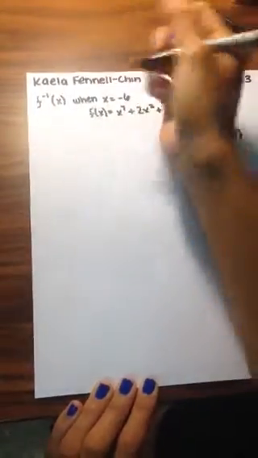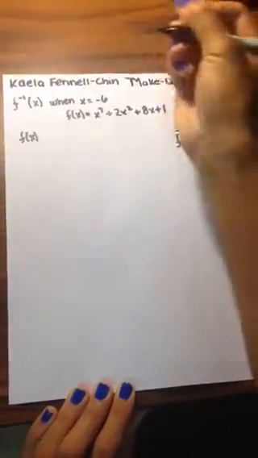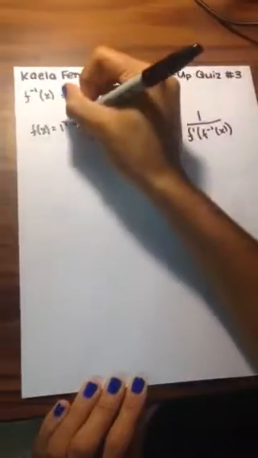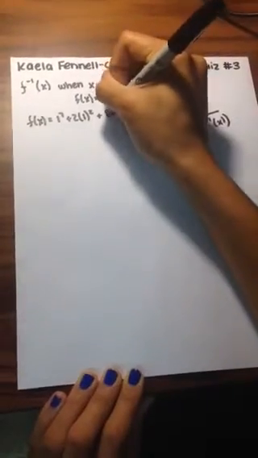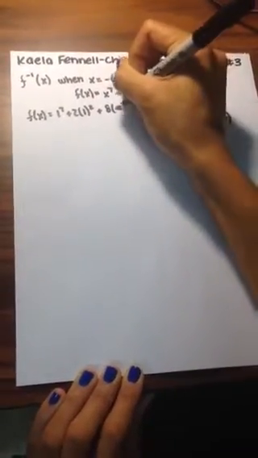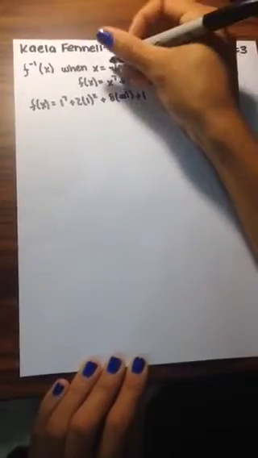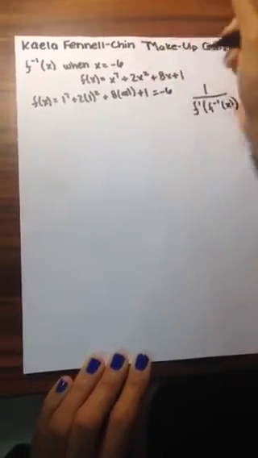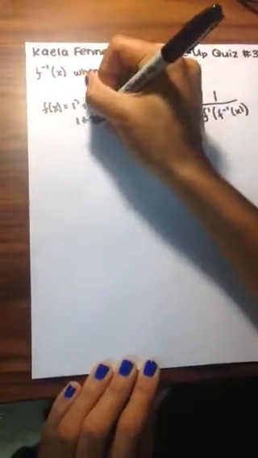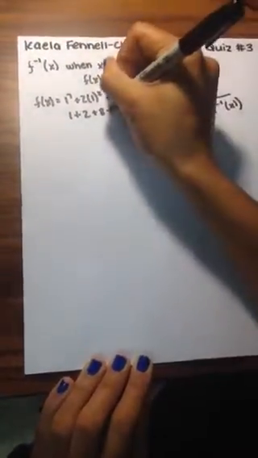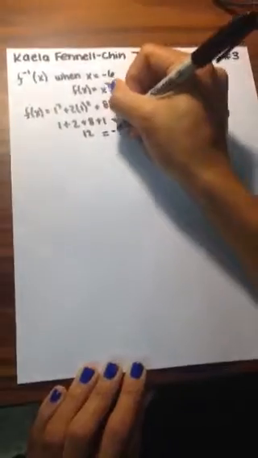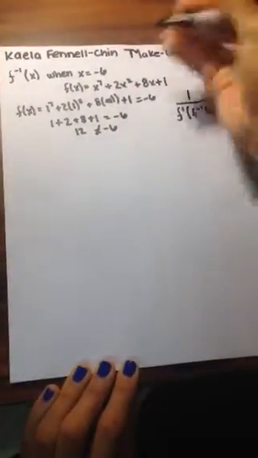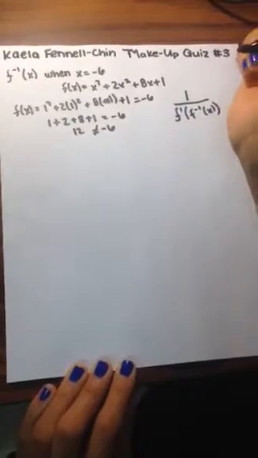So if our f of x is this, let's guess 1 when x is 1. So f at x is equal to 1 to the 7th plus 2 times 1 squared plus 8 times 1 plus 1. And we're going to try to find where it's equal to -6. So if we solve this, we have 1 plus 2 plus 8 plus 1, which is 12, equal to -6, and this is not right. So that means 1 is not our point.